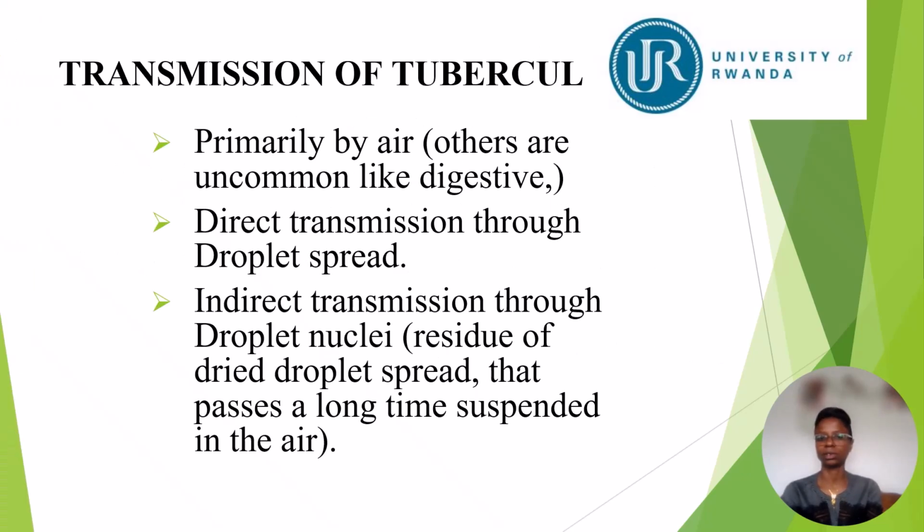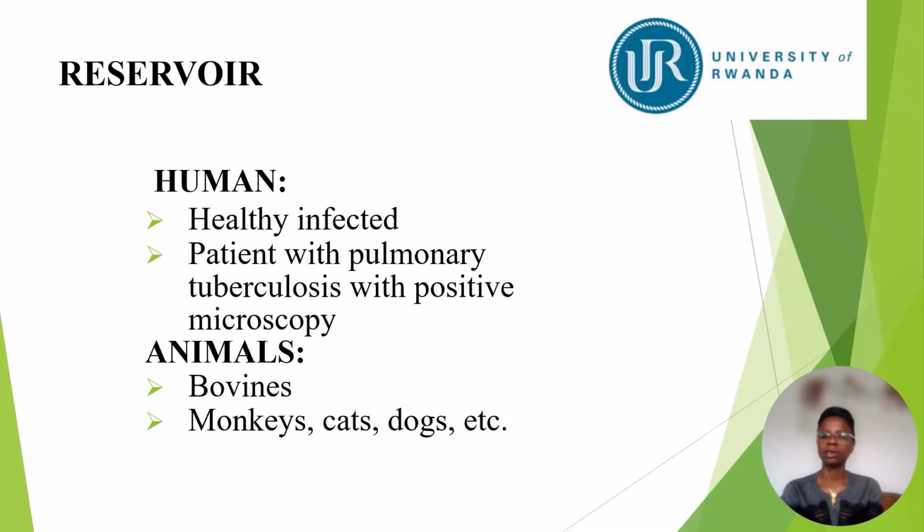Transmission of tuberculosis is primarily by air, where it can be transmitted directly through droplet spray and indirectly through droplet nuclei, which are found in the air. The reservoirs of tuberculosis are humans and animals. In humans, we find healthy infected humans, and also persons with pulmonary tuberculosis with a positive microscopy. In animals, we find monkeys, cats, dogs, etc.